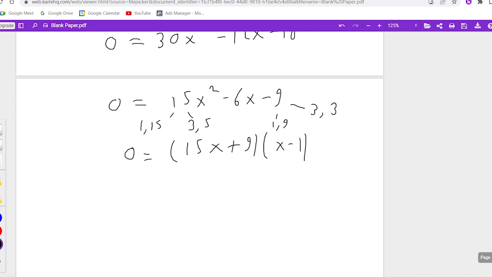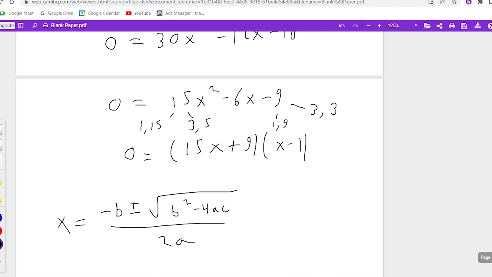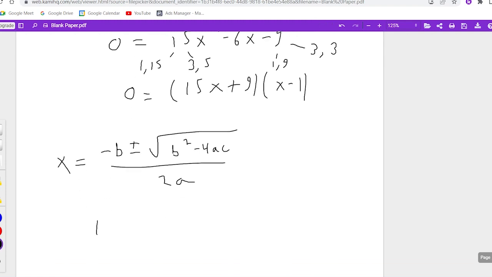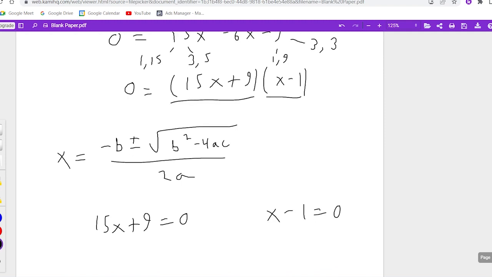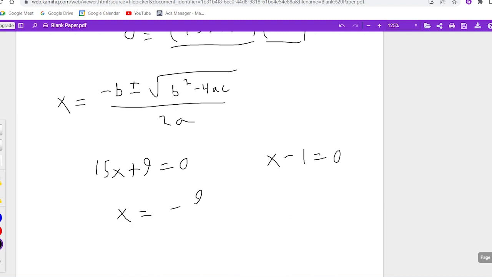And what is the quadratic formula? God forbid you need this, but x equals negative b plus or minus the square root of b squared minus 4ac all over 2a. And it's good to have that in your back pocket in case you ever need it. So now we get two solutions for x here. We're going to get 15x plus 9 equals 0 and x minus 1 equals 0. We get that from the factors. Now one solution we get is negative 9/15, and the other solution we get is 1.